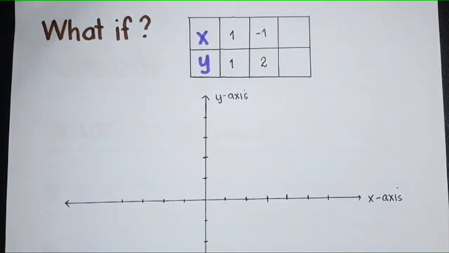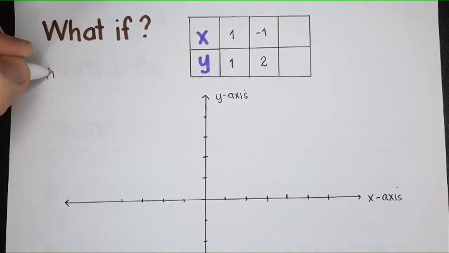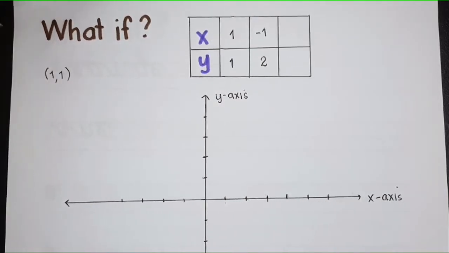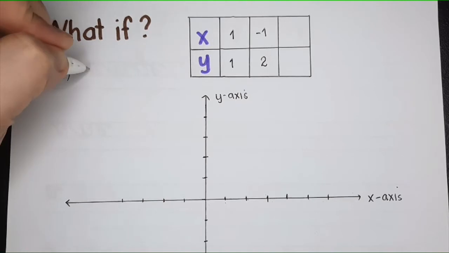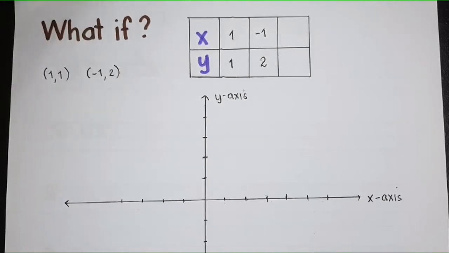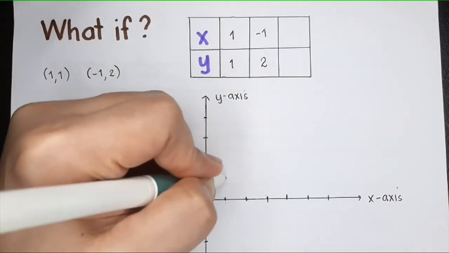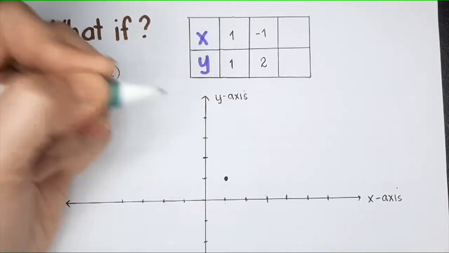Here. Inuulit ko. Again, you can have any 2 points. Okay? So, ano bang ibig sabihin nito? You have point 1, 1. And then the other point is negative 1, 2. Okay? Let's plot them. So, this is 1, 1.